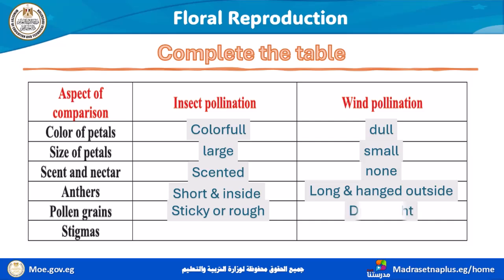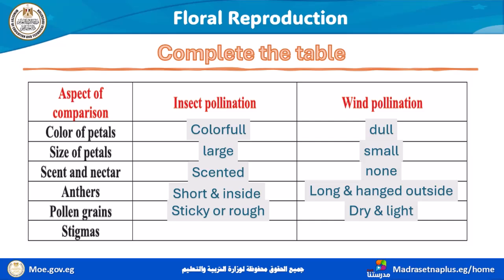In case of wind pollination, the pollen grains are dry, light, and produced in a very large number to compensate for the loss that may occur by wind. So they must be dry and light to be carried easily by wind, and as the wind may cause the loss of many of these pollen grains, they are produced in very large numbers.